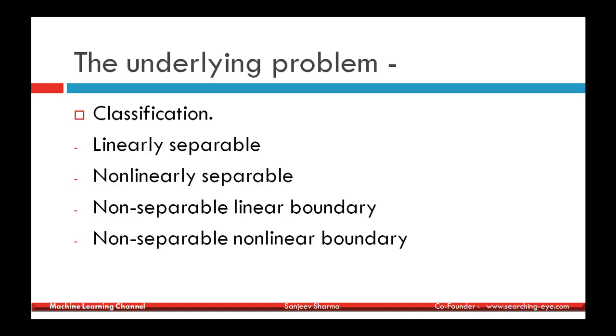In the case of a non-linearly separable dataset, the classes are not overlapping, but we need non-linear basis functions or a non-linear decision boundary to separate the two classes. In the third case, a non-separable linear boundary, the two classes are overlapping, but can be separated through a linear decision boundary or through linear basis functions. And finally, in the non-separable and non-linear boundary case, we have two classes which are overlapping and we need non-linear basis functions or a non-linear decision boundary to separate the two classes.